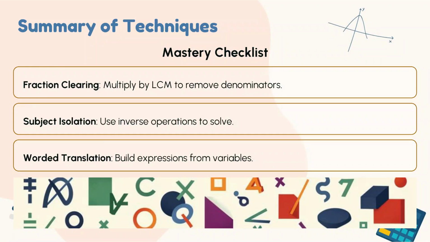Let's summarize the main techniques from today's lesson. For fraction clearing, multiply by the lowest common multiple to remove denominators. For subject isolation, use inverse operations to get the target variable on its own. For worded translation, identify the unknown, assign a variable, and build the equation or inequality step by step. These techniques are powerful because they help you handle more complex GCSE algebra questions with confidence.